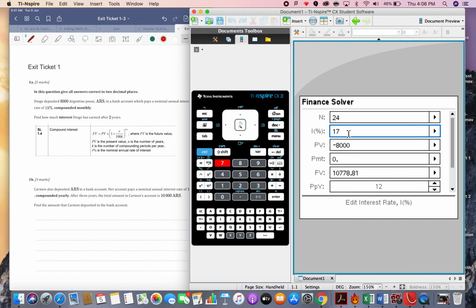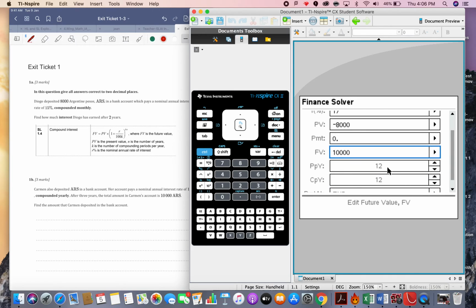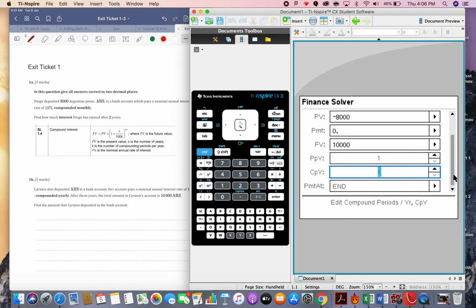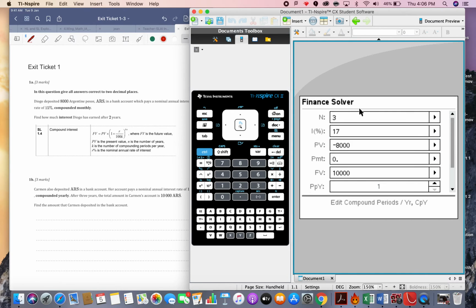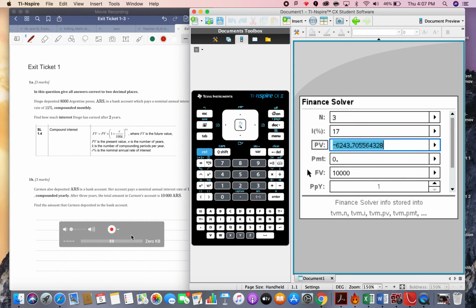3 years, and it's compounded yearly, so the number of payments is just 3. The final value here, the total amount is 10,000, so we change the final amount to 10,000 here. The payments per year, well, this is just 1 actually because it's compounded yearly, so 1 and 1. Have we got everything in there? N is 3, that's the number of payments, so it's 3 years at 1 payment per year, 17%. The present value is what we're trying to work out. So click on here and press enter, and there's the present value.